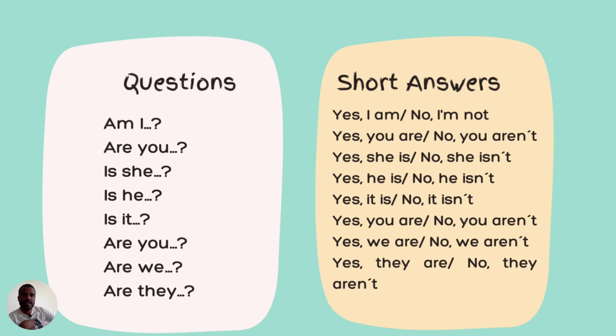In affirmative form we say I am. But in question we say am I, are you, is he or is she. Okay, is he, is it, are you, are we, are they. Okay, this is how we are going to conjugate verb to be in question form. Am I, are you, is he, is she, is it, are you, are we, and are they.